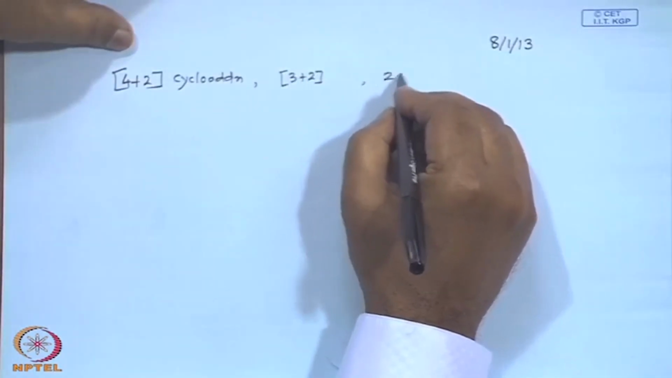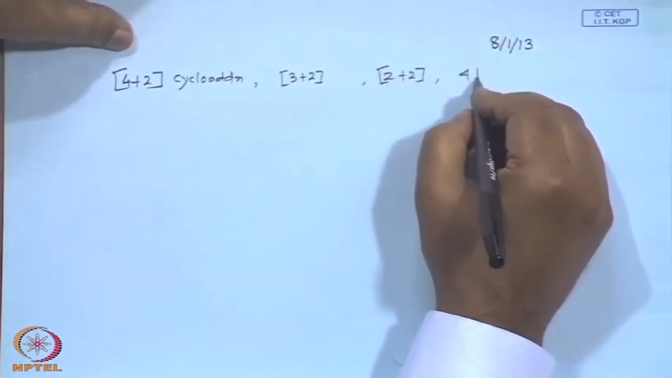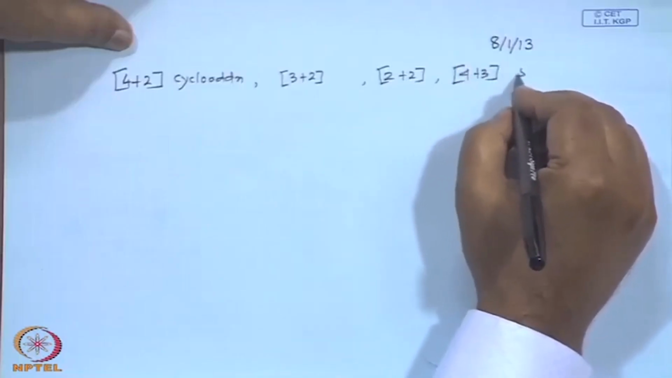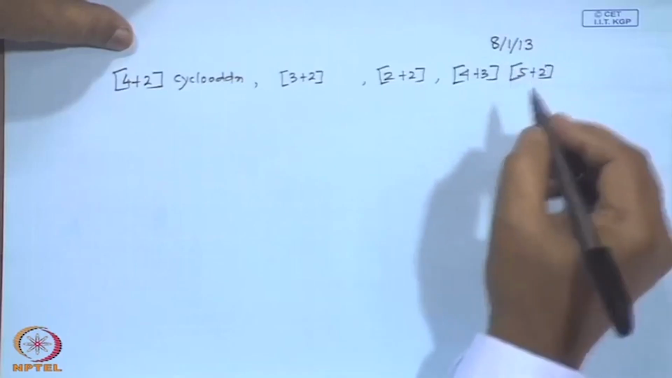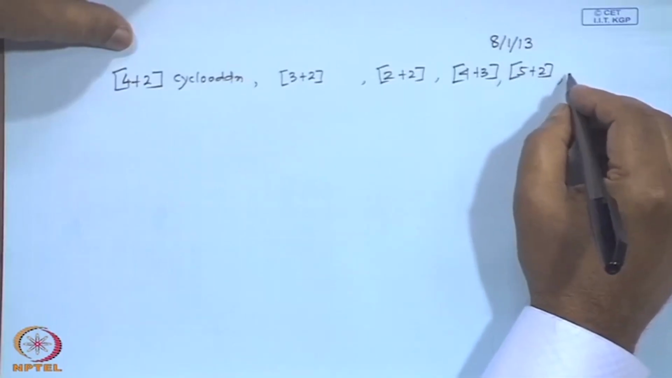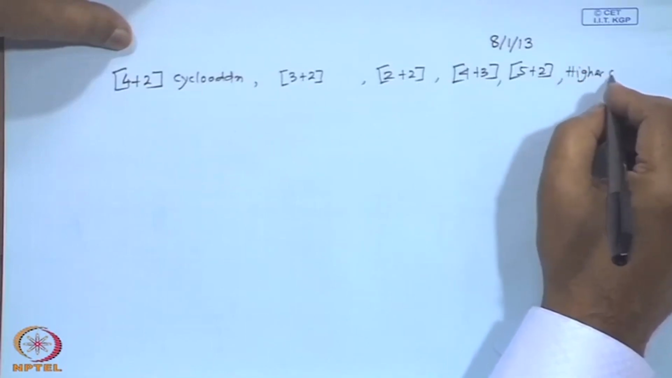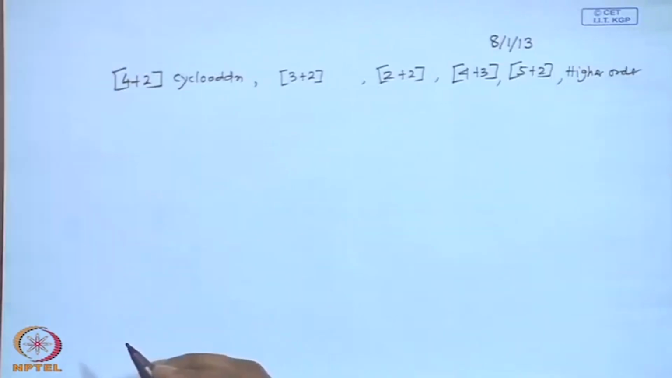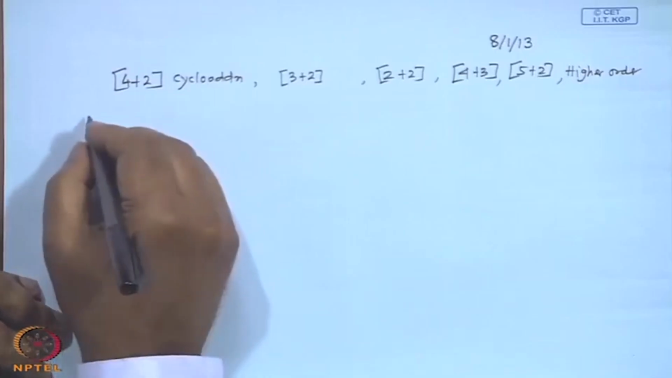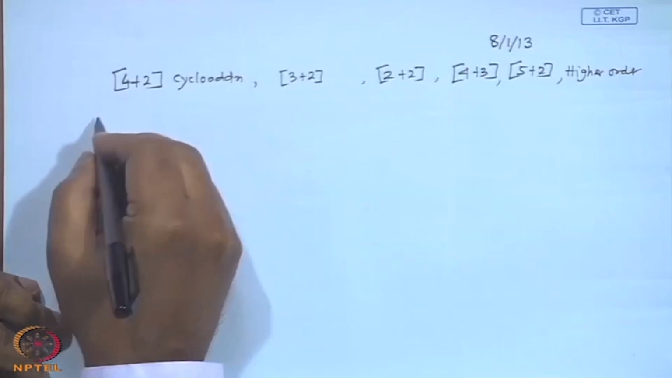Then, of course, a little less popular is 2 plus 2, then there are 4 plus 3, then 5 plus 2, and then what else? Anything else? There are quite a few more, and we name them higher order cycloaddition reactions. But at the same time, you have to know what these numbers mean.